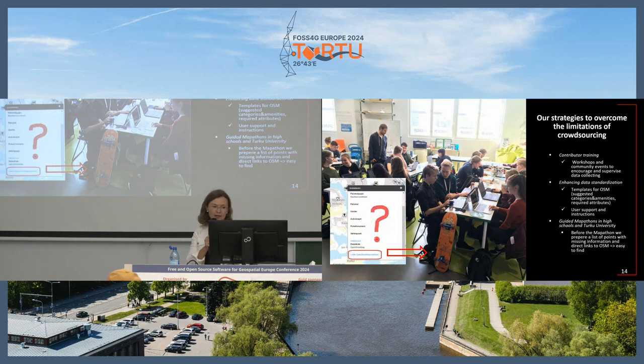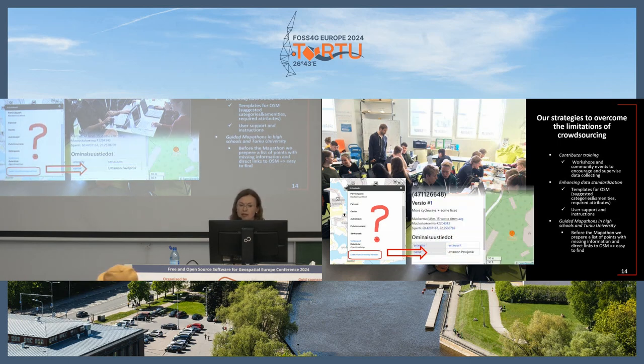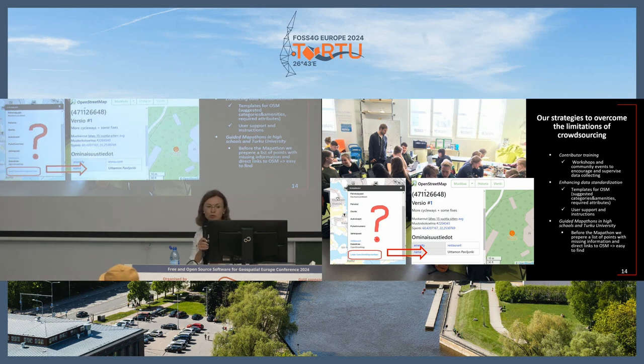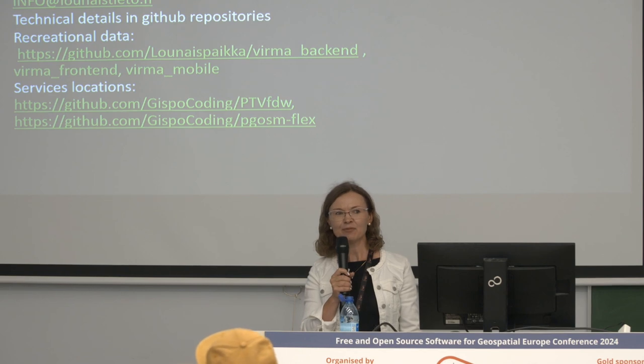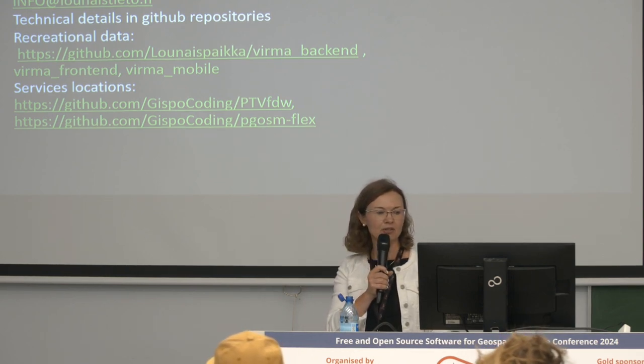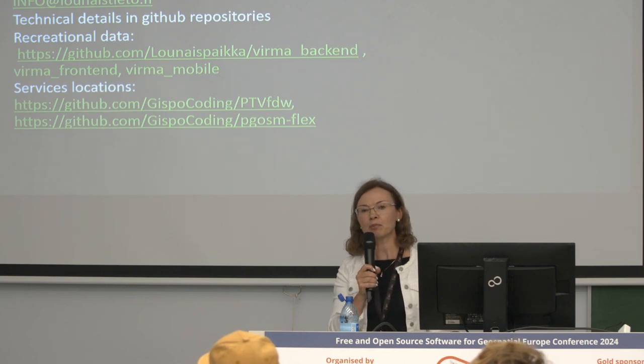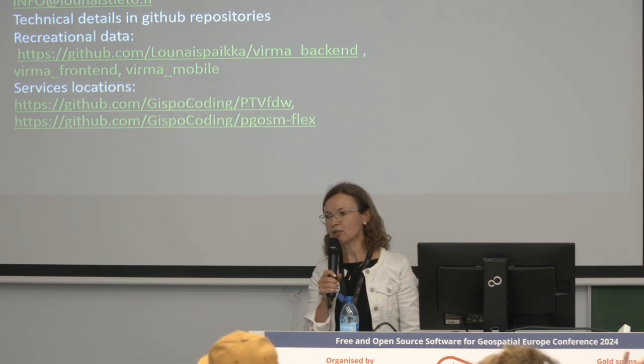Here you can see how we use these mapathons. For example, our map layer has a direct link to OpenStreetMap, so a student can just click and go straight to OpenStreetMap and input additional information. So we are all happy to have more accurate data. Thank you very much for your attention. If you are interested in technical details, please come and see our GitHub repositories to find more technical information about these solutions.